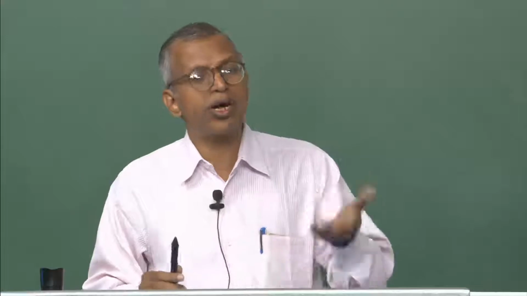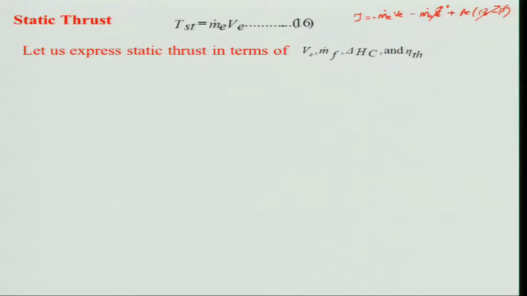It will also depend on the efficiencies. What efficiency? Thermal efficiency, how well the energy is converted, because we are using thermal energy. That means how much kinetic energy is obtained by burning the fuel. Therefore, static thrust can be expressed in terms of exit velocity V e, m dot f, the mass flow rate of fuel, and the heat of combustion, which depends on the kind of fuel you are using.